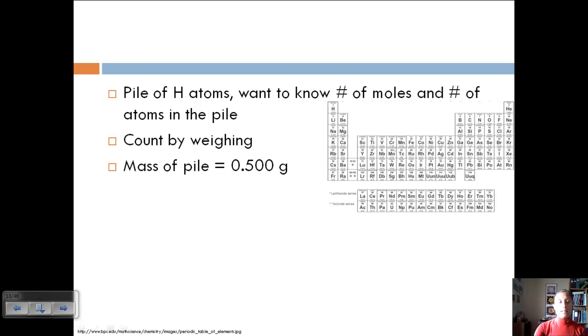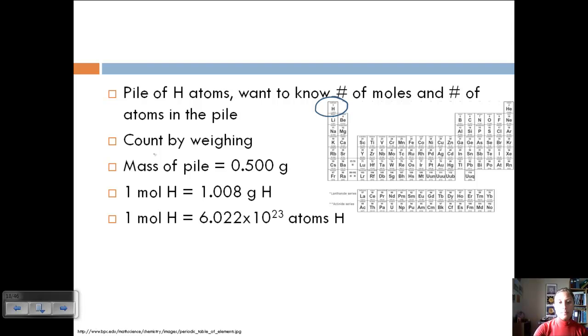And so our mass of our pile is 0.500 grams. We know that 1 mole of hydrogen is equal to 1.008 grams. This comes from the periodic table. Okay, that's our average atomic mass. Instead of AMUs per atom, we're now doing grams per mole. Okay, but it's the same idea. And we also know that 1 mole of hydrogen is equal to Avogadro's number, which is 6.022 times 10 to the 23rd atoms of hydrogen.